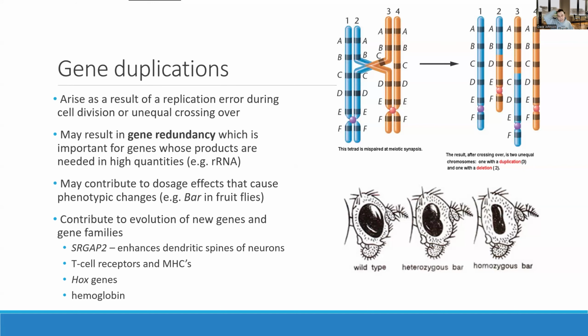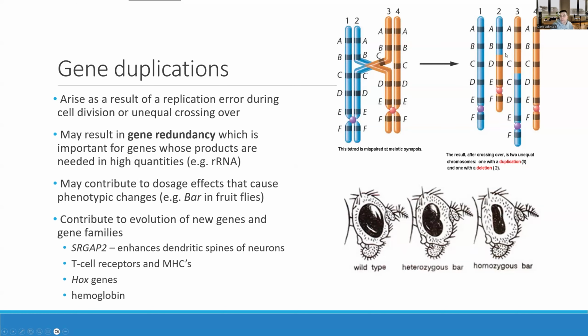So how does this actually occur? Well, this occurs when we get a mispairing of the tetrads during the meiotic synapse. So you can see this would be during prophase 1 of meiosis in the formation of a gamete. You can see in this case, they weren't aligned properly. So when crossing over happened, this particular version of the chromosome lost gene C. Chromosome 3 here added a copy of it. All right. So we get one chromosome with a deletion, one with a duplication.